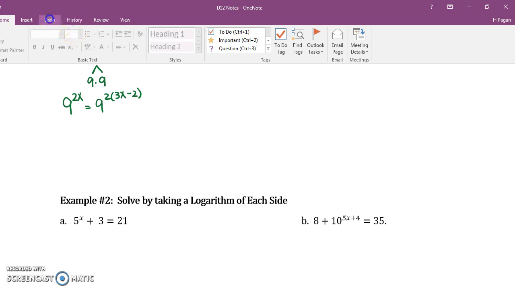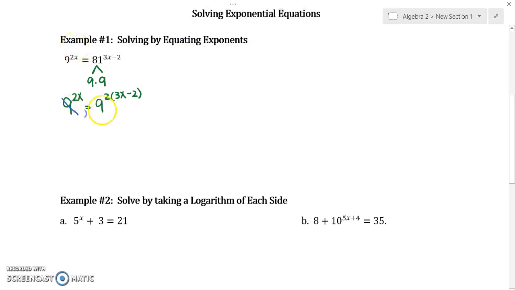Once I have that, I am going to go ahead and get rid of the bases. And now I have 2x equals 2 times 3x minus 2. I'm going to solve this as if I was in Algebra 1, just solving a regular equation for x. 2x equals, and then I'm going to distribute the 2. So I get 2 times 3x is 6x, 2 times negative 2 is negative 4, and then I'm going to get the x's on the same side.